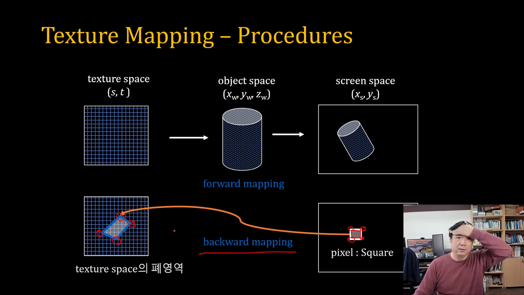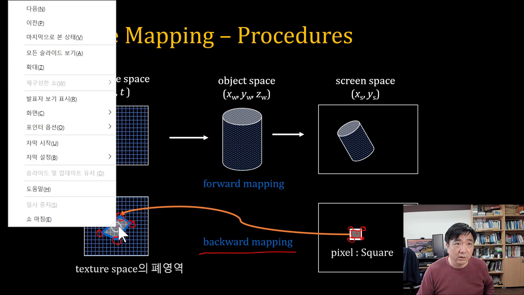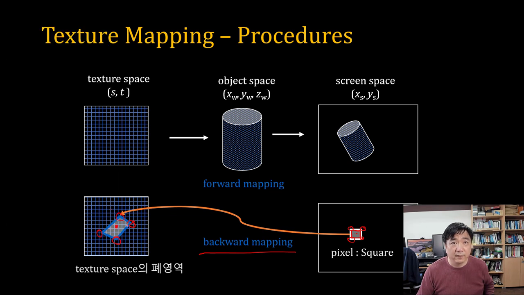It is the same as a kind of anti-aliasing problem. So we can choose the center point. The center point goes to here, then we can choose this color, and then we map this color. If we use this scheme, then aliasing will occur in the rendering result. Okay, I will explain later.